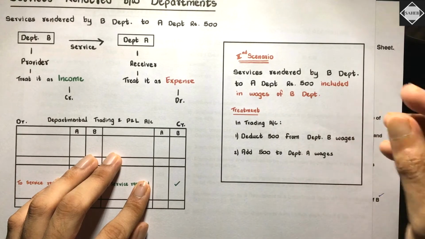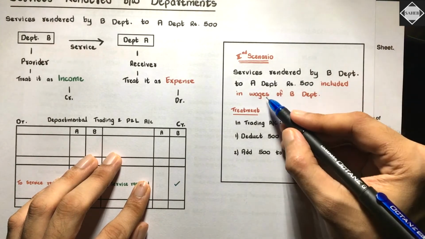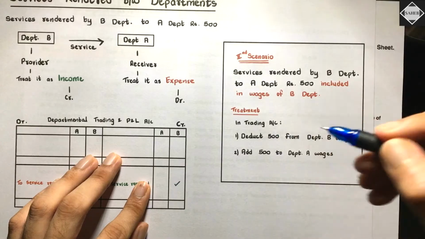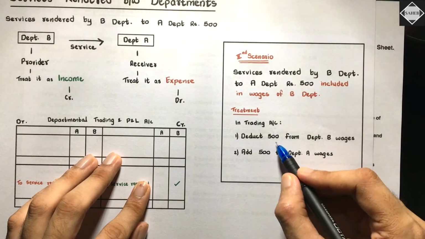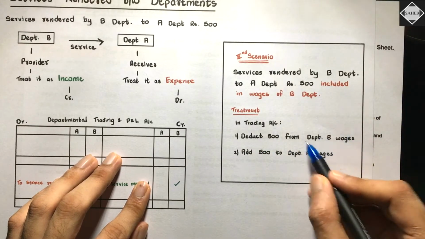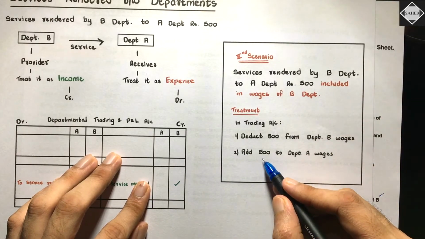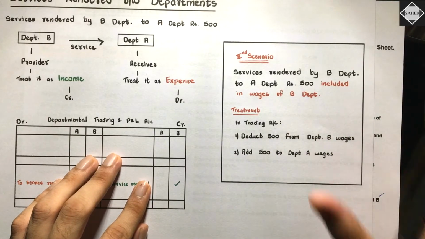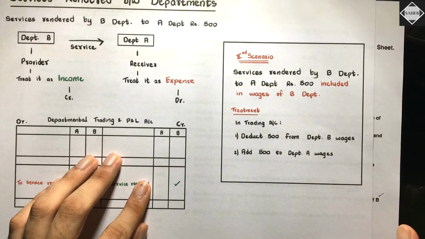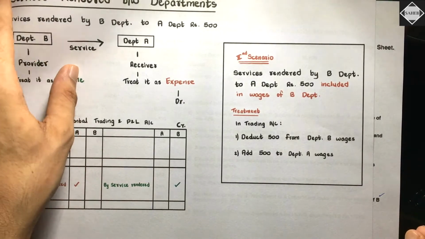So what you have to do, you have to go in trading account. Why? Because wages is related with trading account. So go to the trading account, deduct 500 from the department B wages where it is included. Yeah, 500 you will deduct, and then you will add 500 in the department A wages. Okay, this treatment you have to do. Is it clear? This is what you have to do.